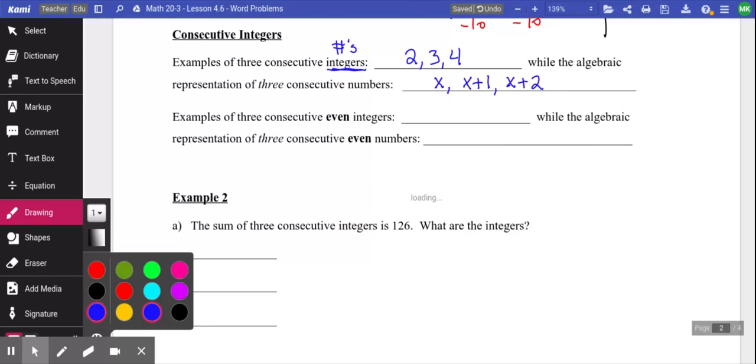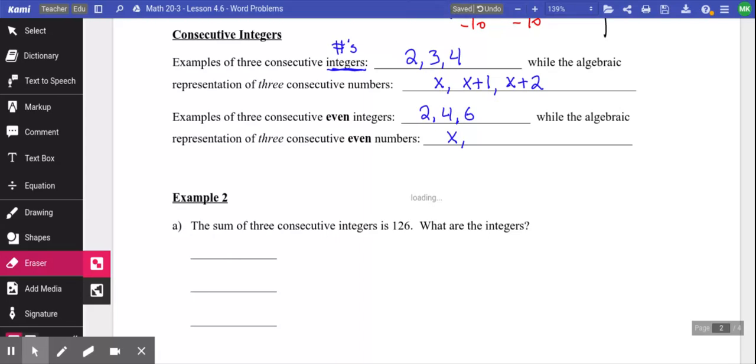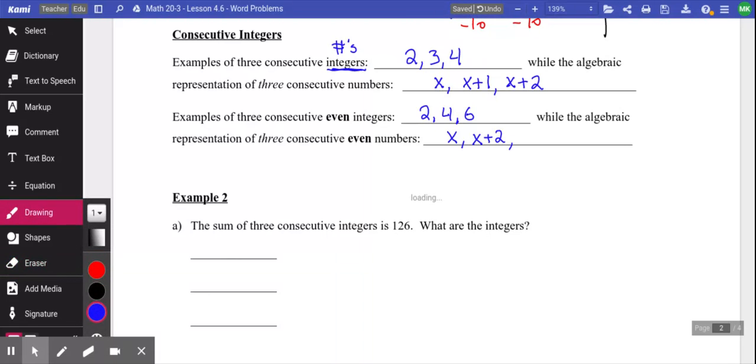If we wanted to do even integers, we could do 2, 4, 6. Those are consecutive even numbers, right? So they go in a row, 2, 4, 6. To represent that more algebraically, we would say the first number is x. To get the next even number, you would go x and then add 2. And that would get you to the next even number. To get to the next even number after that, it would have been x plus 4, right? Because it would add 2 twice.